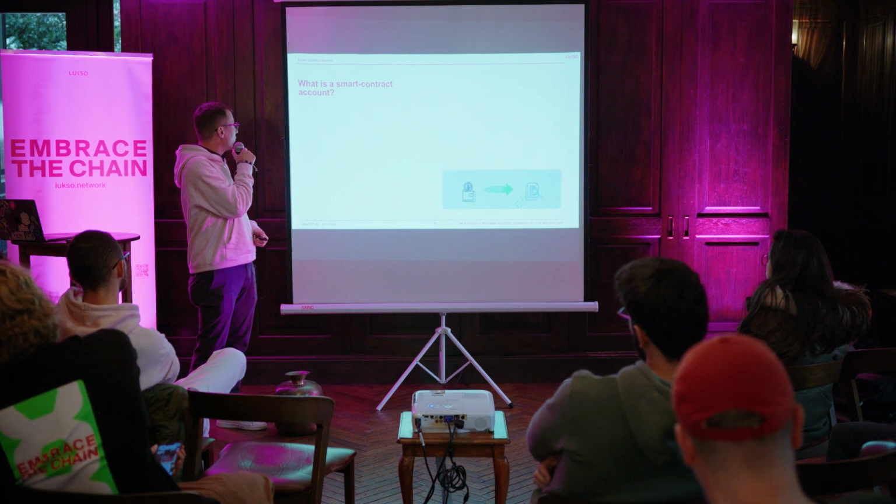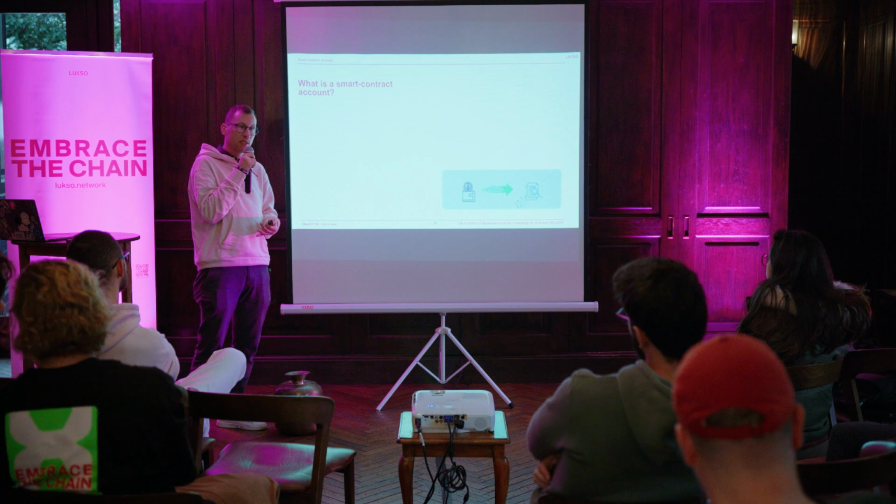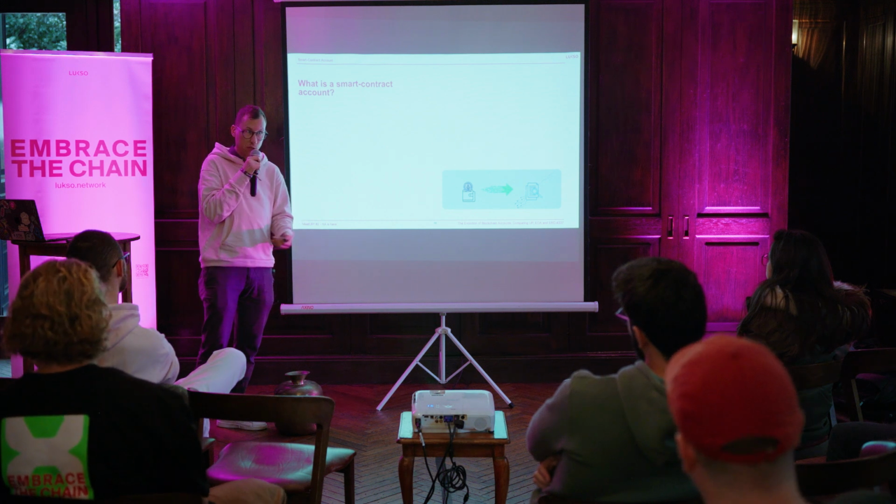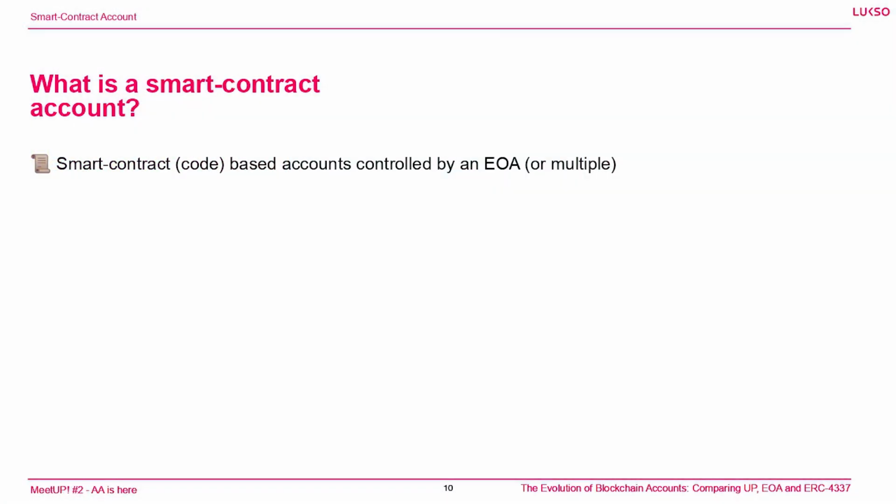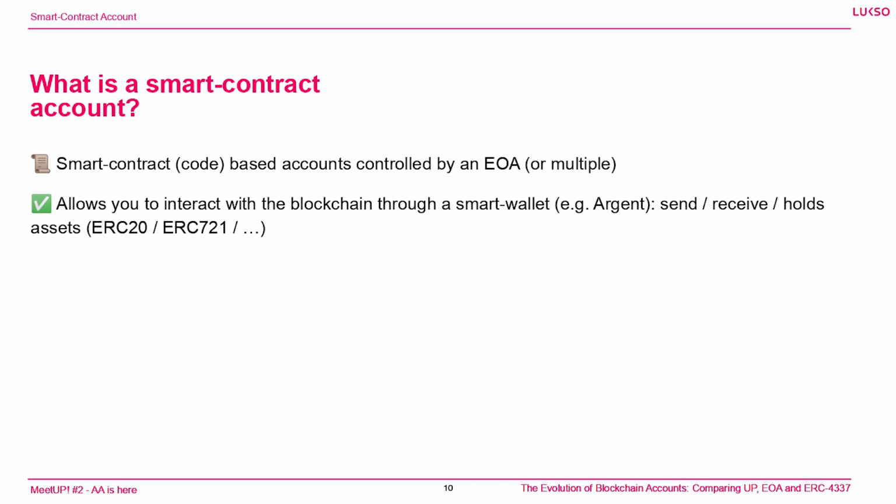On the other end, we have a smart contract account. What is a smart contract account or a smart account? As the name suggests, a smart contract account is a smart contract, so it's code-based. This is an account that can be controlled by an EOA, but it can be controlled by multiple EOAs. Why not? It allows you in the same way to interact with the blockchain. You can send, receive, hold assets, but you cannot do that with MetaMask. MetaMask is not smart account ready. Other types of smart wallets, such as Argent, allow you to have those smart accounts.